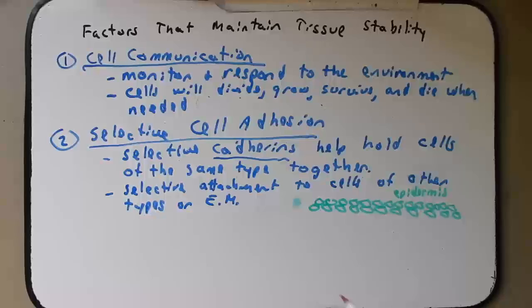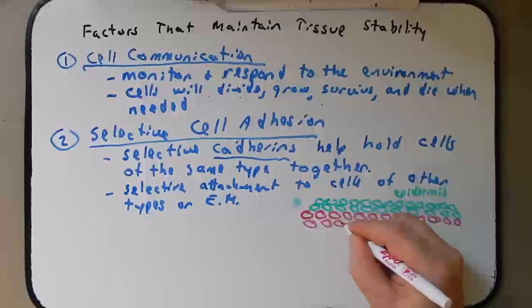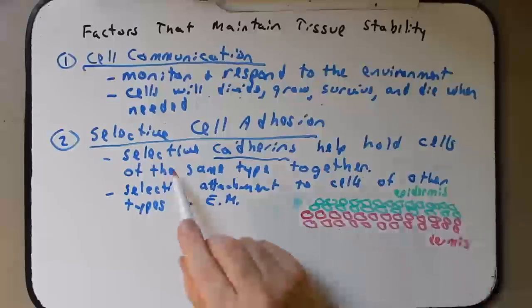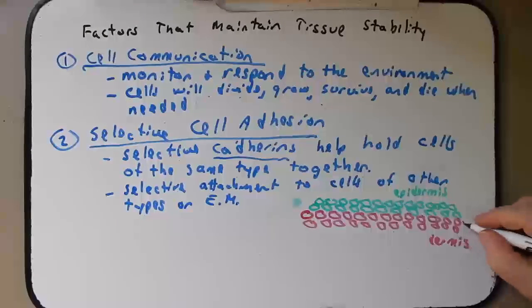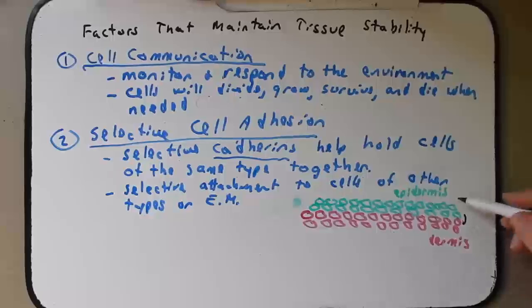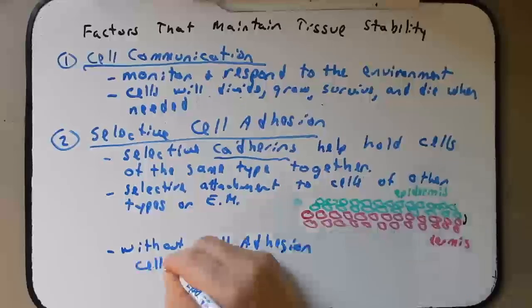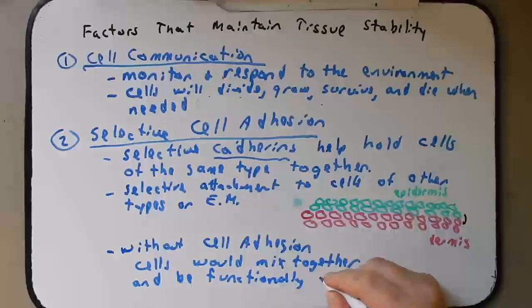Now, they also bind to cells of the dermis, which are going to be below it. And there will be multiple layers here as well. So the cells of the dermis use selective cadherins to bind to each other, but some of these cells of the dermis must bind to cells of the epidermis, so that these two layers of cells in this tissue can work together and communicate with each other. Without cell adhesion, cells would mix together and be functionally useless.